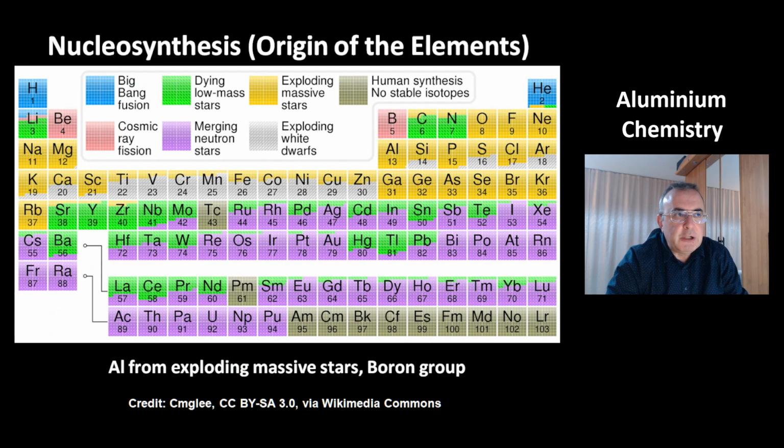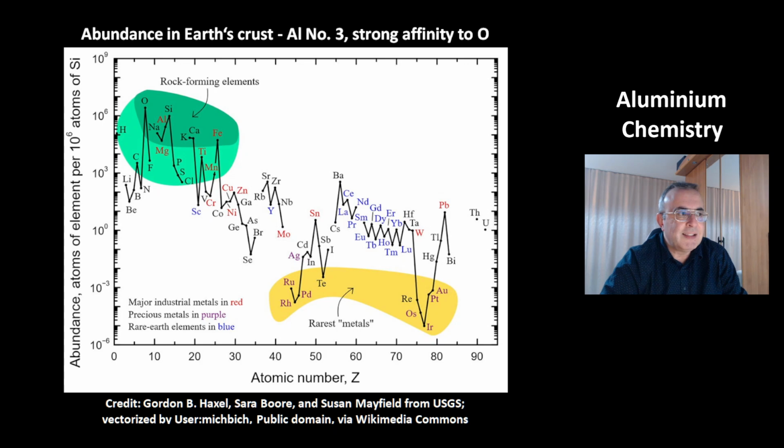This is a picture of the periodic table. Aluminium is here, in the third group, in the boron group, and its origin is from exploding massive stars. This is a picture of the chemical elements in Earth's crust abundance. Aluminium is here, number 3, a very abundant chemical element, and aluminium has a strong affinity to oxygen, which is number 1.